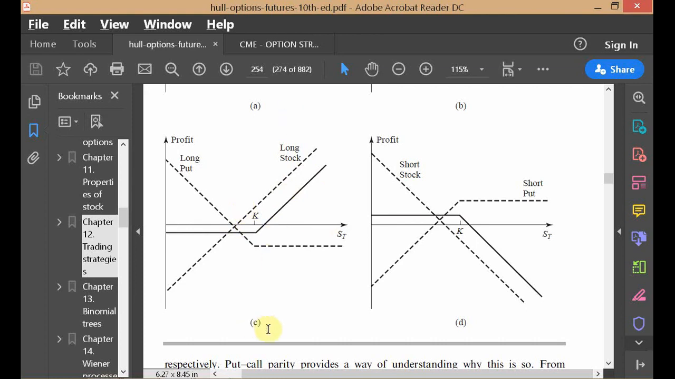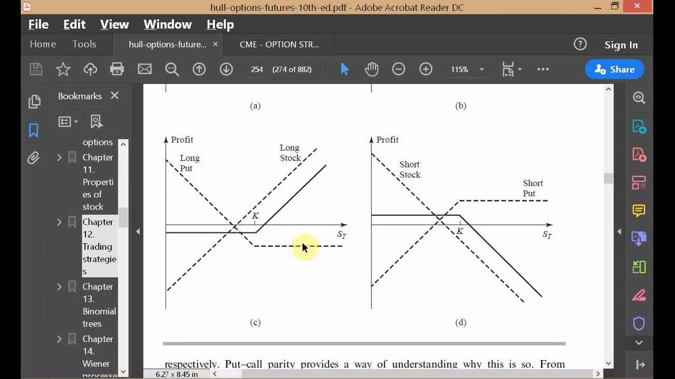Let's focus on this chart, figure C. Forget about the dotted lines. This black line is what position? Long call. Straight away you know it's a long because it has the portion below the zero line, which means loss, but it's a constant loss. And it must be a call because as the market price rises above the strike price, this position is making money. For all situations where the market price is below the strike price, there is no exercise.